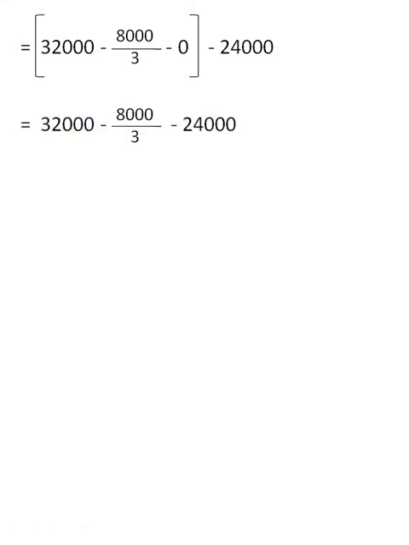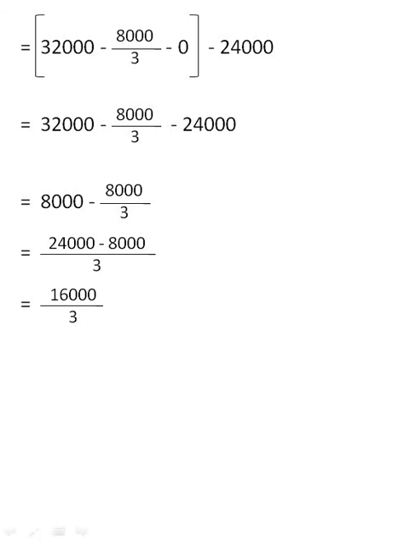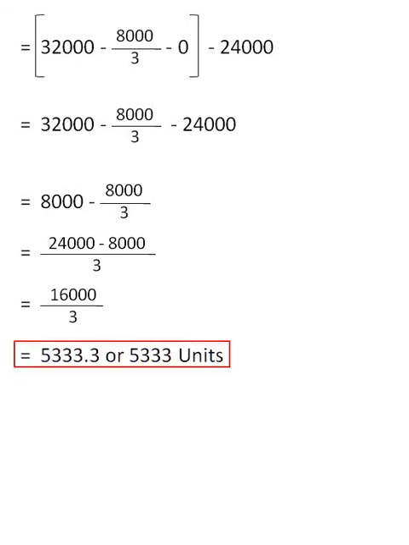Now removing the brackets, 32,000 minus 8,000 by 3, so here it is minus 24,000. First you can subtract 24,000 from 32,000. 32,000 minus 24,000 gives you 8,000 minus 8,000 by 3, which gives you 24,000 minus 8,000 by 3, on taking LCM, which is 16,000 by 3. On dividing we get 5,333.3, or 5,333 units on rounding off.